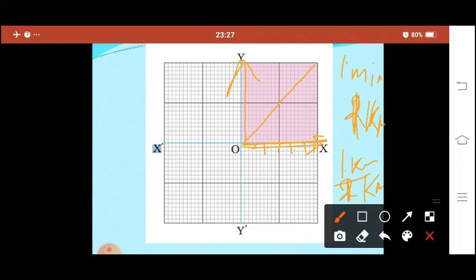That means you have to choose like one box as 1 minute, then 2 minutes, like that you have to choose the scale. So first you have to see the data, how many data are given, and with that you have to choose the scale. Similarly, on this side, always the x-axis will be time, and the y-axis we will take distance.